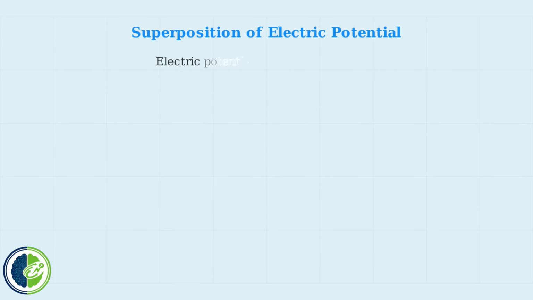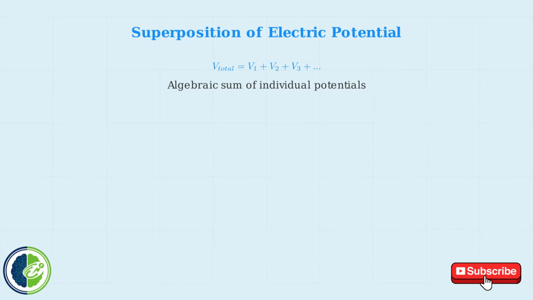Electric potential is a scalar quantity, which means it has magnitude but no direction. This important property allows electric potential to follow the principle of superposition. The superposition principle states that the total electric potential at any point is simply the algebraic sum of the potentials due to each individual charge. Since potential is scalar, we add the values directly, paying careful attention to their signs.